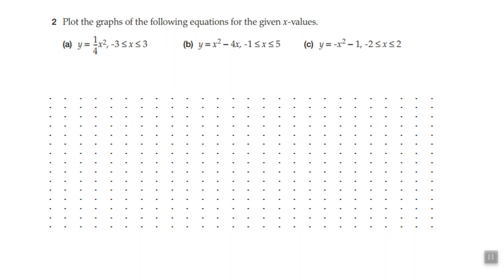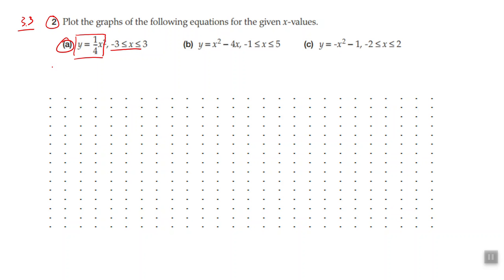This is for Year 10 Methods Pathways. We're going to look at question 2 from exercise 3.3. So 3.3 is just all about plotting graphs. For example, if we want to graph y equals a quarter x squared, and we want to plot it between -3 and 3.